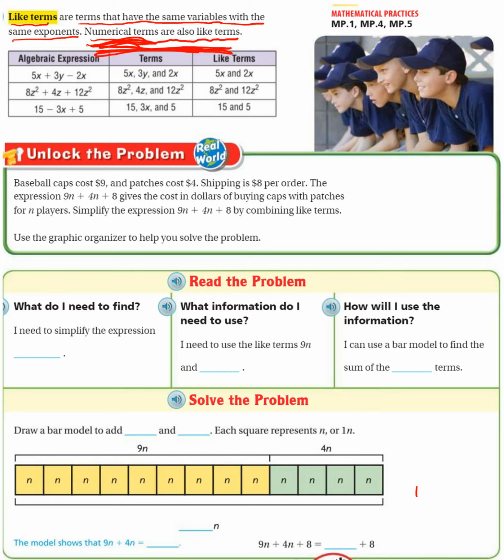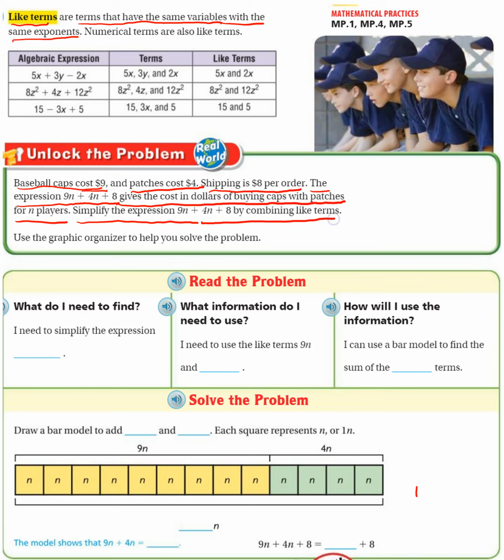All right, let's take a look at our problem and how we're going to use combining like terms to help us solve problems. Baseball caps cost $9. Patches cost $4. Shipping is $8 per order. So we could write the expression 9n plus 4n plus 8, and that would give the cost in dollars of buying caps with patches for n players, meaning however many players we had on our team that year, we could figure out the cost based on how many players we end up with. Simplify the expression by combining like terms.